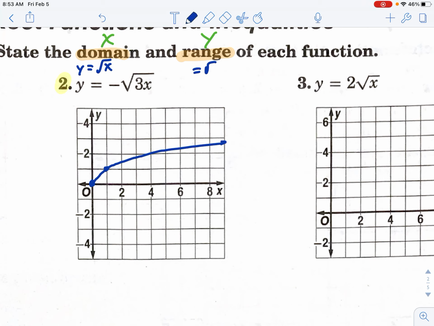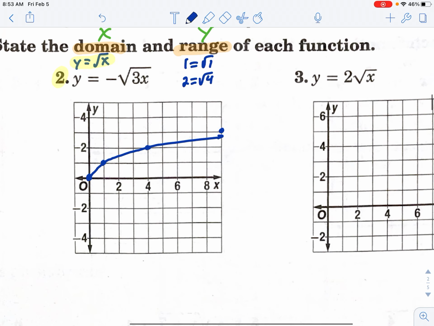I already wrote that over here. 1 is the square root of 1, so of course the point (1, 1) is on it. Also the point (4, 2), since 2 is the square root of 4. And actually, I drew it a little bit off. It should go through the point (9, 3) because 3 is the square root of 9. So if I was going to do a really good job, I would draw it like this.